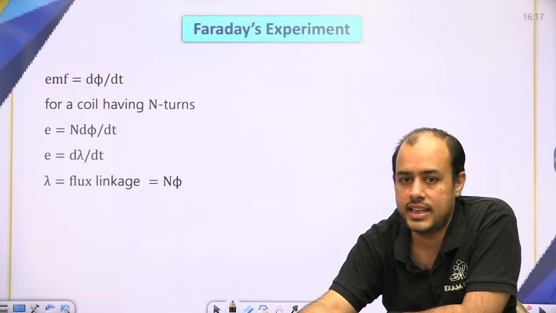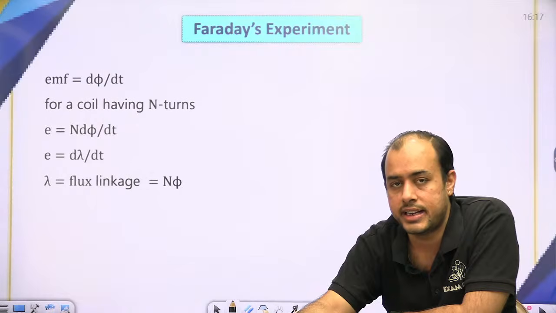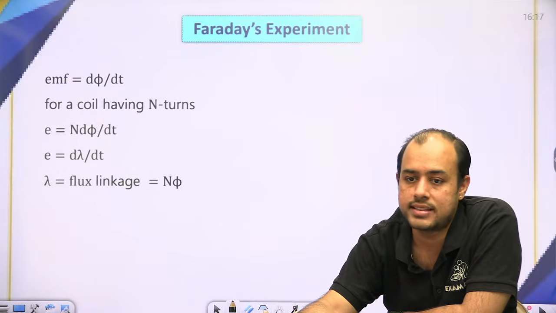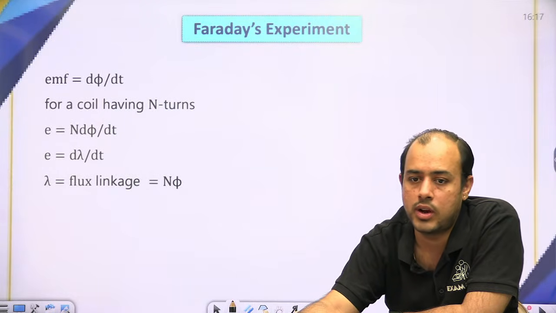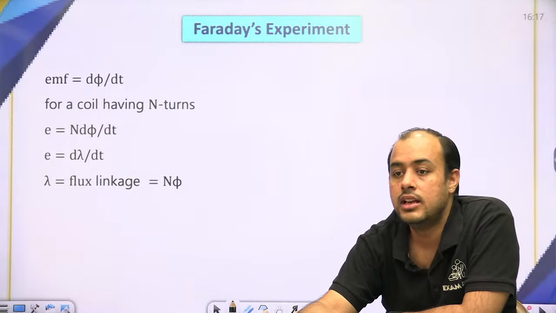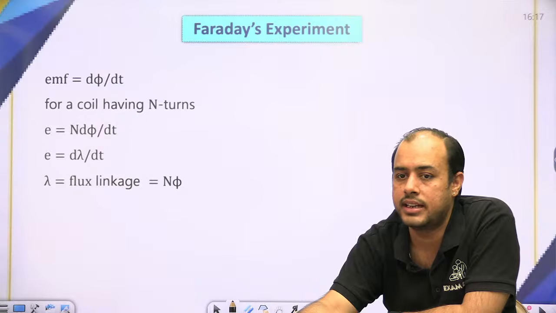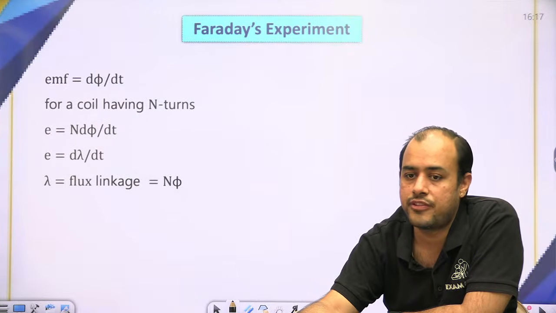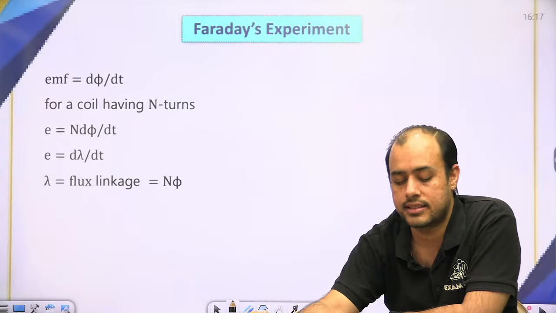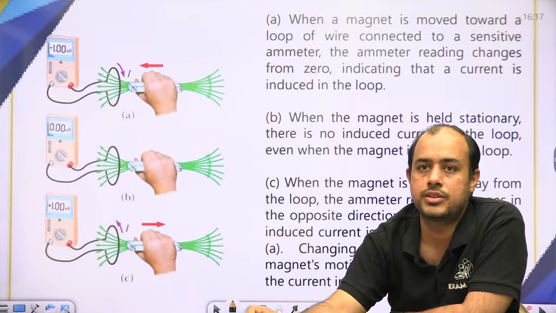So he said E equal to d phi by dt, and if the coil has n turns, E equal to n d phi by dt. So we say E equal to d lambda by dt beta, where lambda is n phi, that is number of turns into flux, that is called as flux linkage.